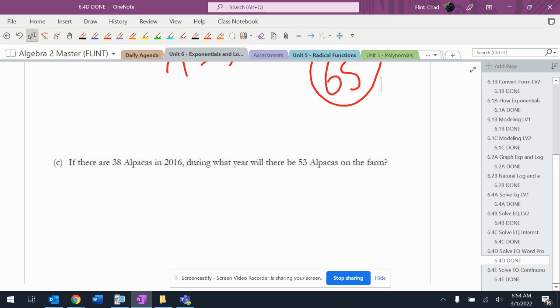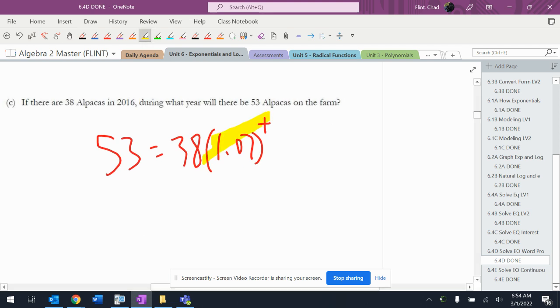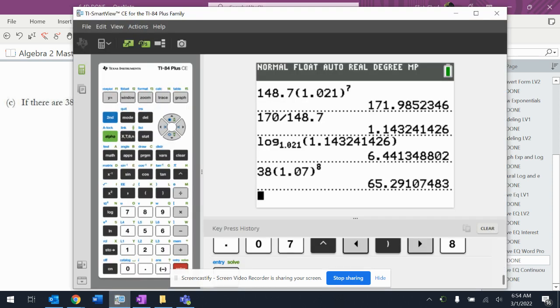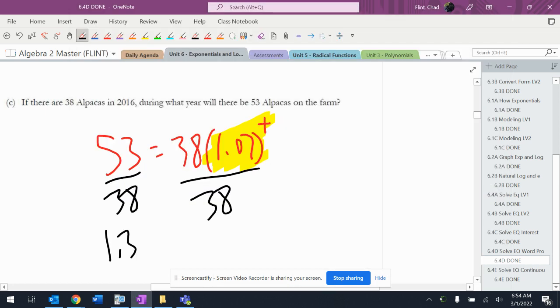If there are 38 alpacas during 2016, at what year will there be 53 alpacas on the farm? So 53 equals 38 times 1.07 to the t. Do a logarithm to solve this, which means I have to isolate the exponential. So 53 divided by 38 is 1.394 equals 1.07 to the t. Need a logarithm. The base is 1.07.